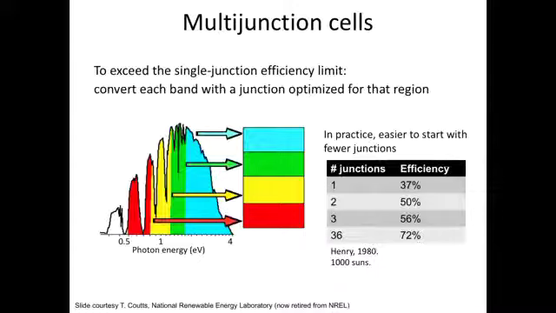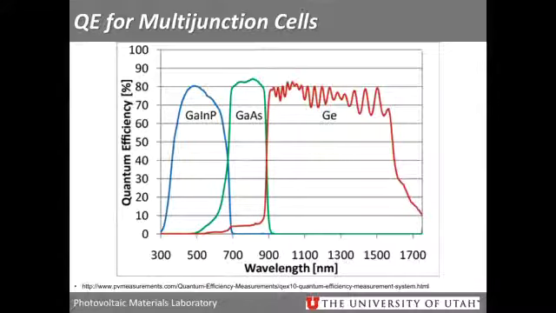So the maximum efficiency they see, if you have 36 junctions, which would be incredibly complex to engineer, you can get up to 70% efficiency. And if we look at a calculated QE curve for a multi-junction cell, you can see that you have different semiconductors that are ideally tuned for different wavelengths of light.